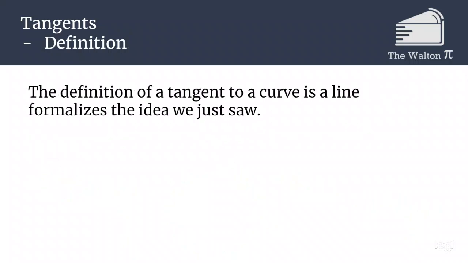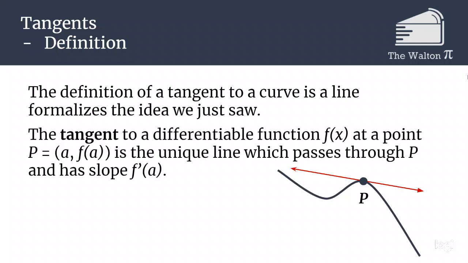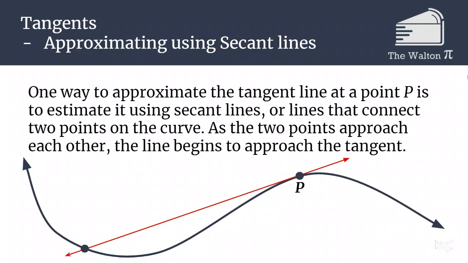So the definition of a tangent: the tangent to a differentiable function f of x at a point P is the unique line that passes through P and has the slope f prime of a, where f prime is the derivative of f at a. So the tangent line is the line that passes through the point and has the exact same slope as the curve at that point.